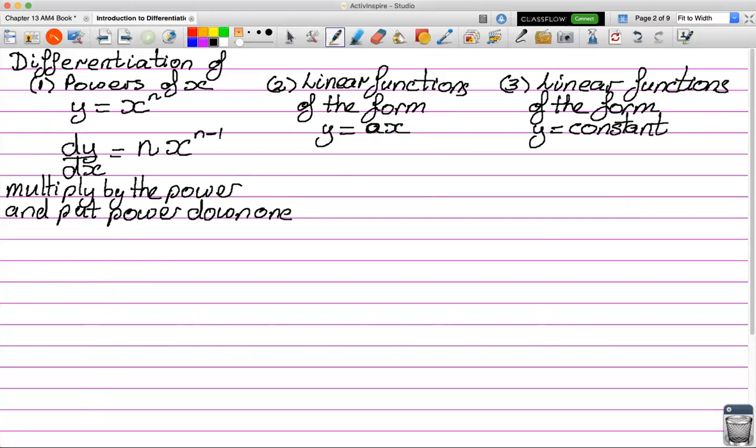Linear functions. We know from last lesson that when it's linear, the slope is given by the number in front of the x. So dy dx is technically we just drop the x. And again, when we differentiate y, we get dy dx. And when we differentiate a constant, the answer is 0.